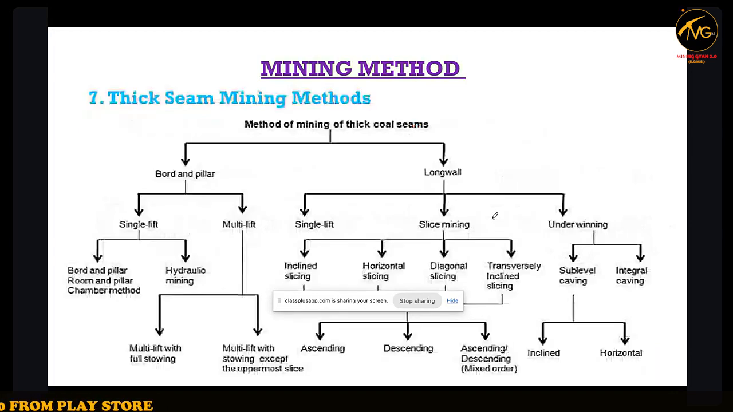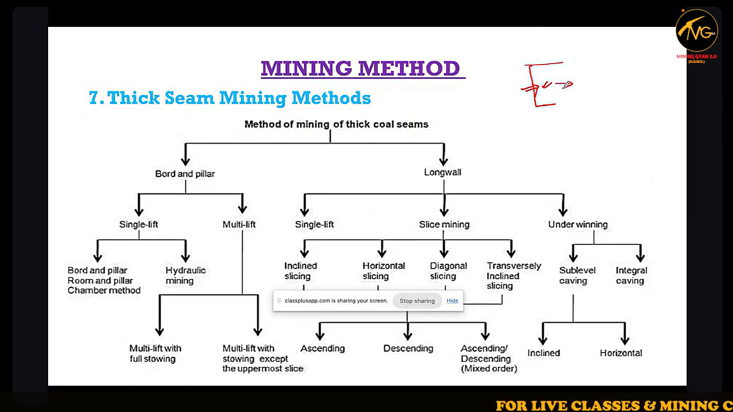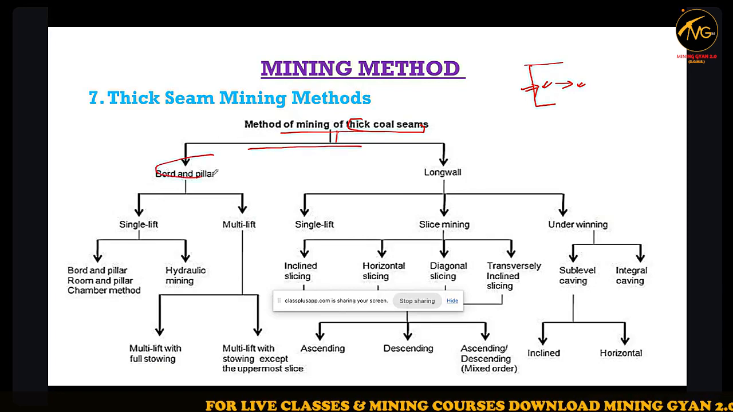So now come to thick seam mining. First, what do we call thick seam mining? Those seams whose width is more, and which is not possible to excavate with single lift mining. So the mining method in thick seam coal is of 2 types. One is board and pillar, we use board and pillar. Second, we use long wall.